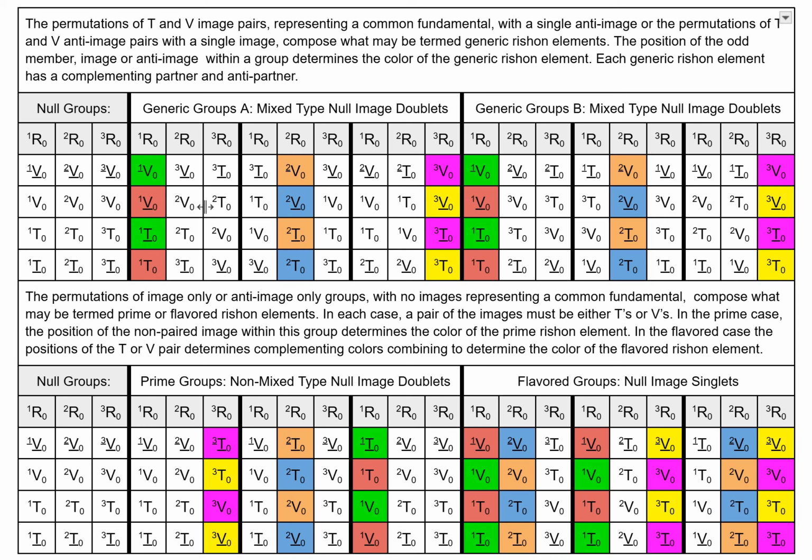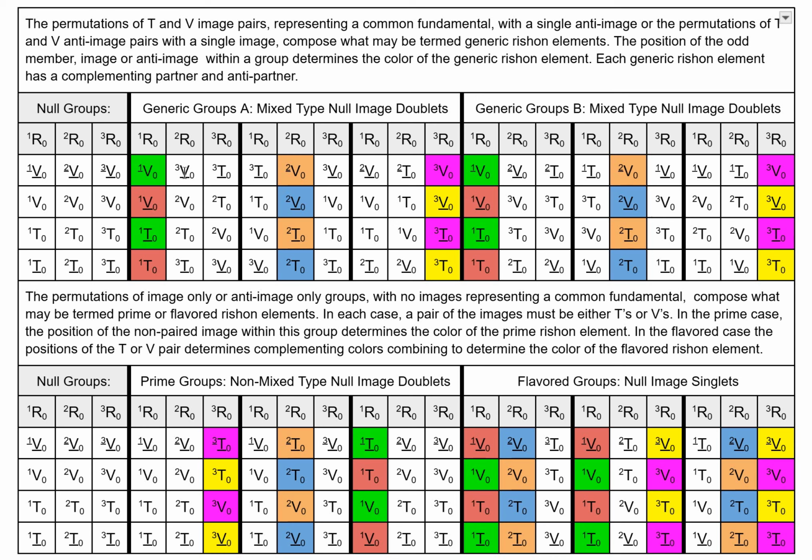Well, these compose what may be termed generic Rishon elements. In the position of the odd member, these images or anti-images within a group determines the color of the generic Rishon element. So this group representing a Rishon element, its color is determined by this anti-image, which we can say in this case is red.